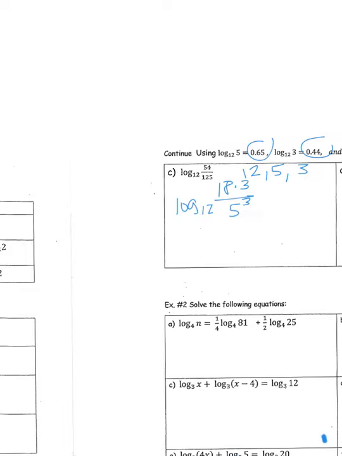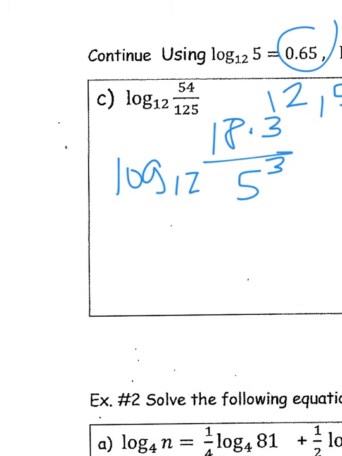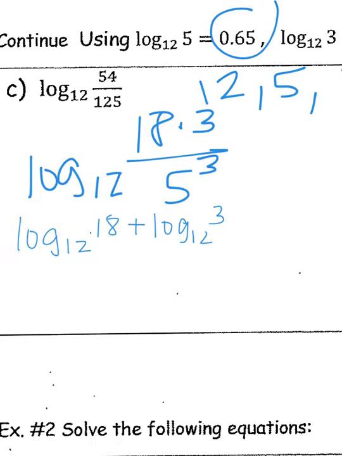So this is going to be log. Okay. So log the base 12 of 18 plus, because we got a multiplication sign times 3, log the base 12 of 3. And then there's a division sign, so we're going to subtract, and we're going to go log the base 12 of 5 cubed. Now, the cubed we can erase and we can put in front of the log the base 12 of 5. So I'm going to do that.